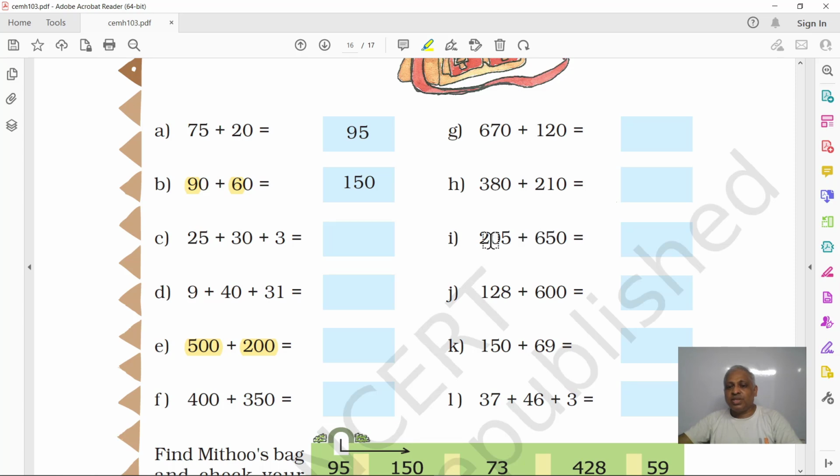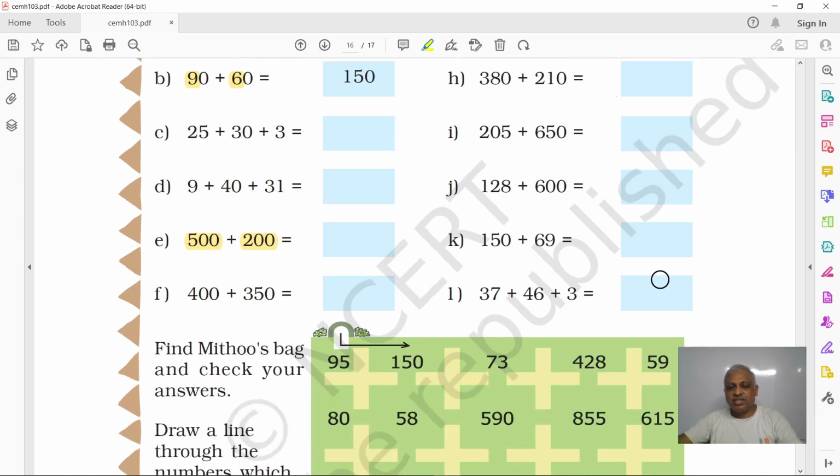This 600 plus 200, add those 200s first. 200 plus 600, 6 plus 2 is 8, 0, 0 is 800, right? Now how much are we left with? 5 here, 50 here. 5 plus 50, 55. So hundreds, 800 plus 55. It will be 855. Okay. So you try practicing these others as well.